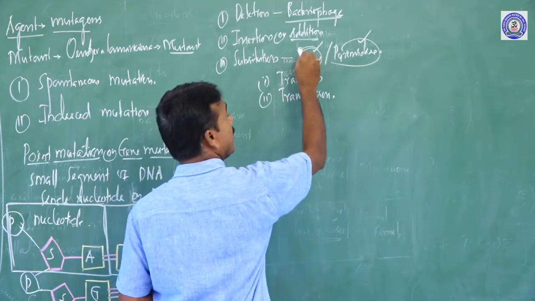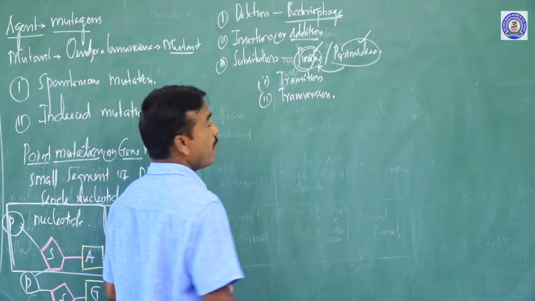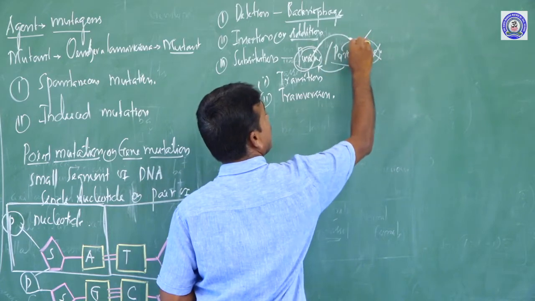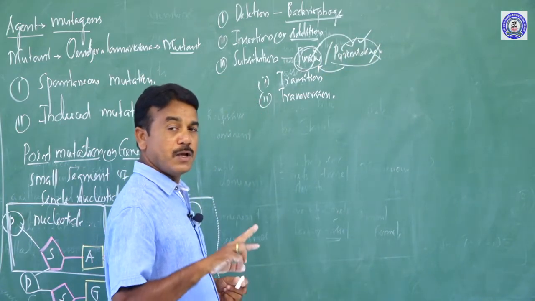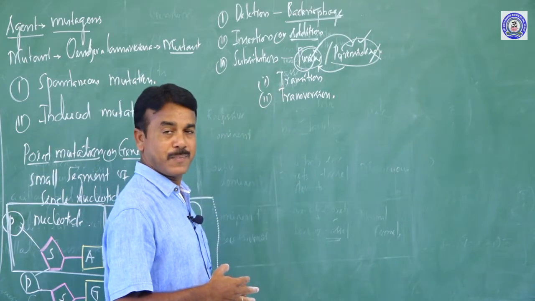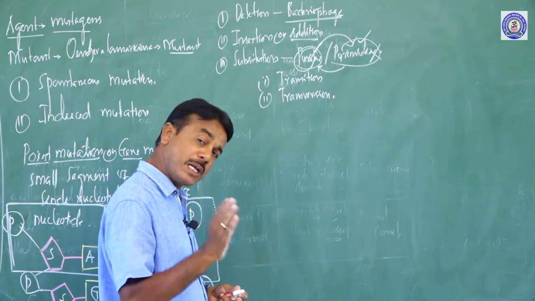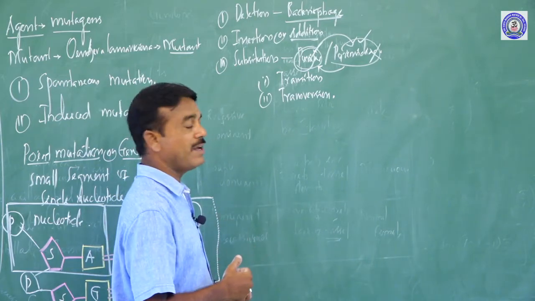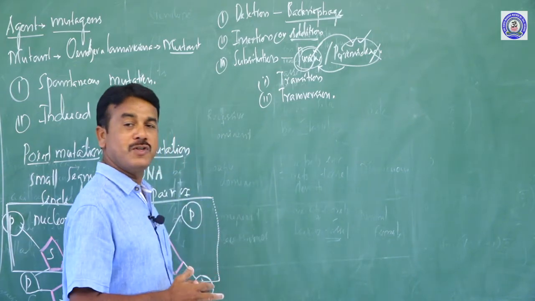What is transversion? When a purine is replaced by pyrimidine, or when pyrimidine is replaced by purine. So such kinds of alteration happen. So purine replaced by purine is commonly called transition. Purine replaced by pyrimidine or pyrimidine replaced by purine, that is commonly called transversion.